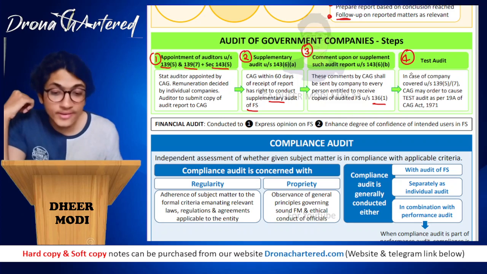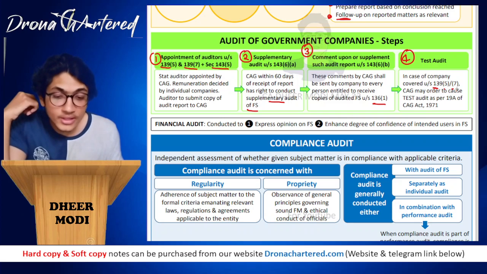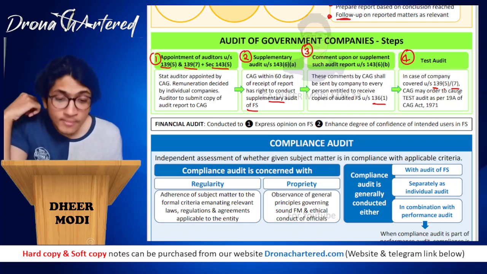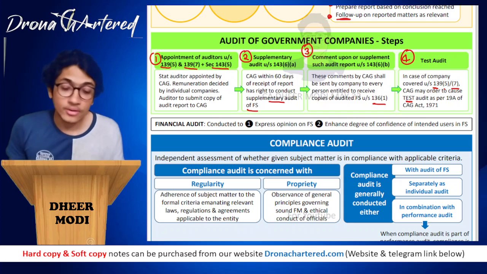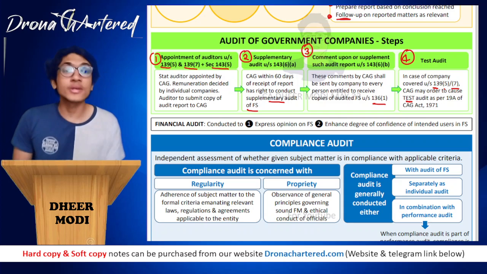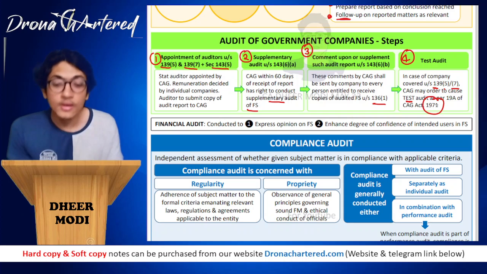And fourth is your test audit. In case of companies covered under 139(5) or (7), CAG may order to cause test audit. They will cause test audit as per section 19A of the CAG Act 1971.